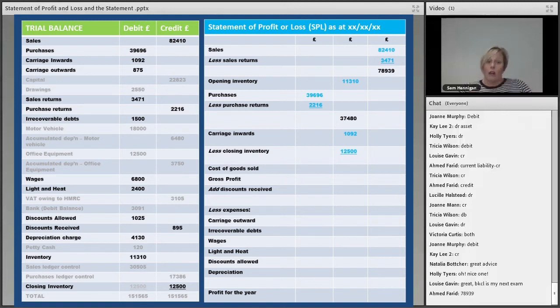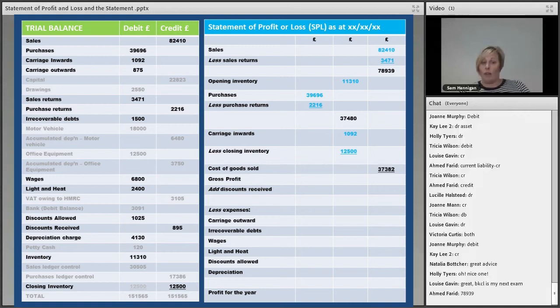Then we're going to total our cost of goods sold, or it could be called cost of sales. So your cost of goods sold is your opening inventory plus your netted off purchases minus purchase returns, which is the 37480, plus the carriage inwards minus the closing inventory. And remember, you're taking that closing inventory off because that is what you've got left in stock.